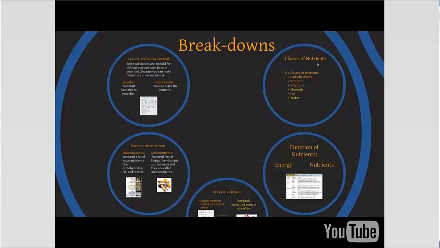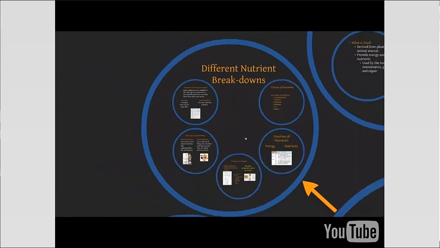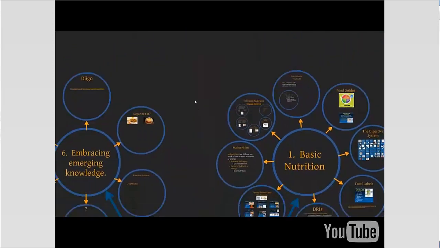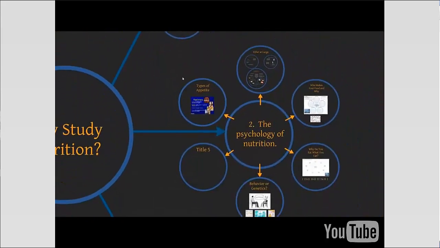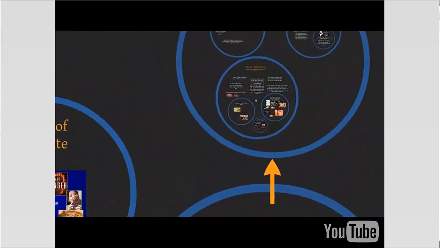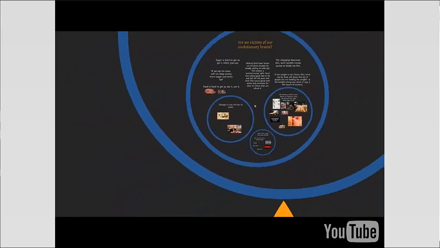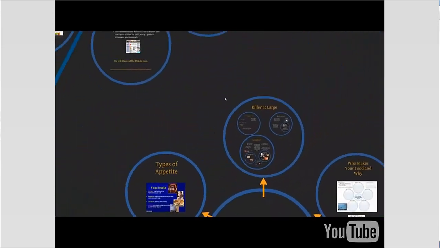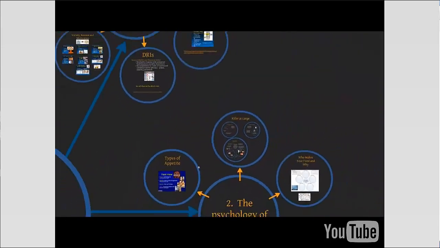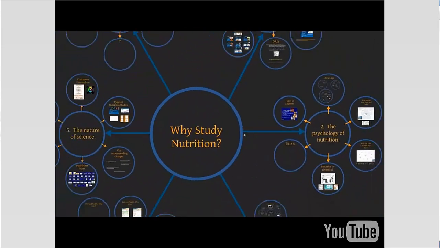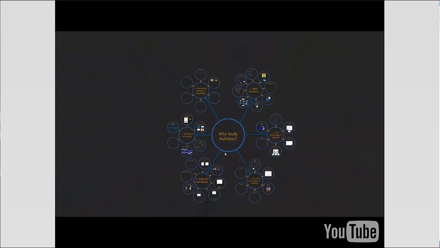So what's essential versus non-essential? What are the classes of nutrients? So these are all basic things. We have a lot of discussion on psychology. We watch this movie called Killer at Large, and that forms a discussion topic. So I don't want to spend a lot of time on this one, but I do want to show that essentially you can teach the entire presentation with this.